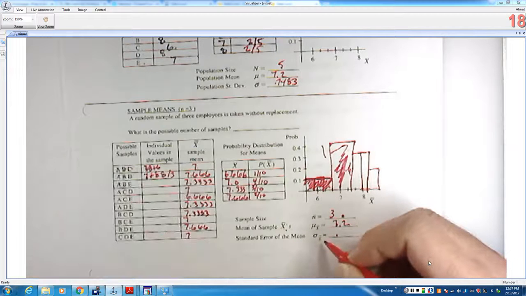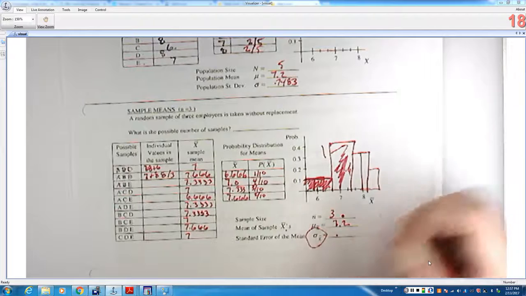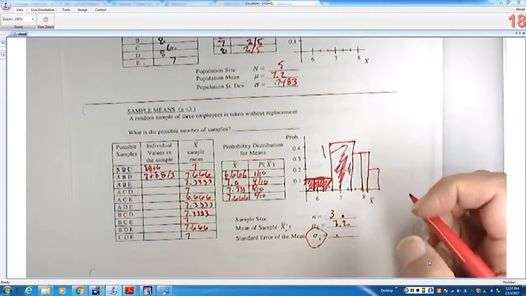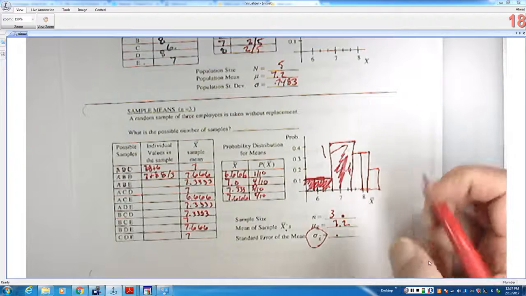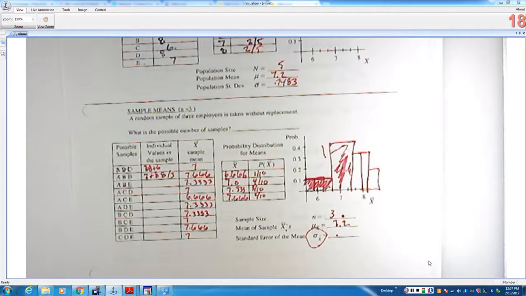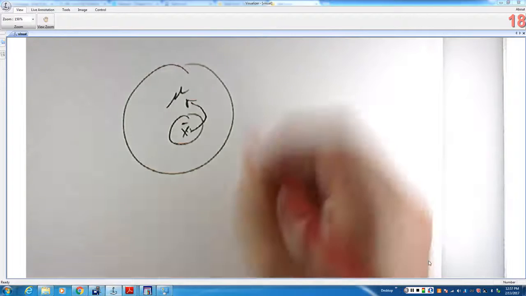What about this one? This is called the standard error. This is a symbol you're going to be tested on. Sigma sub x bar. That's called the standard error. And the definition of the standard error is the standard deviation of the distribution of sample means.